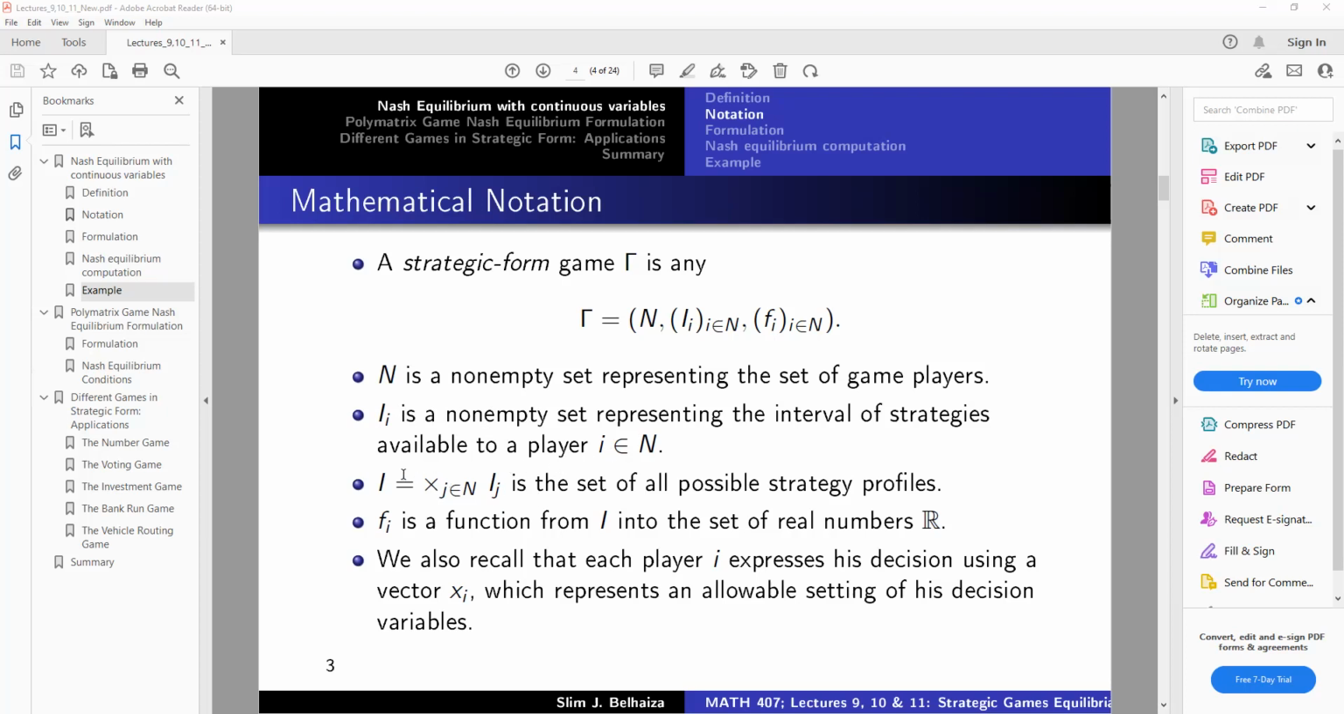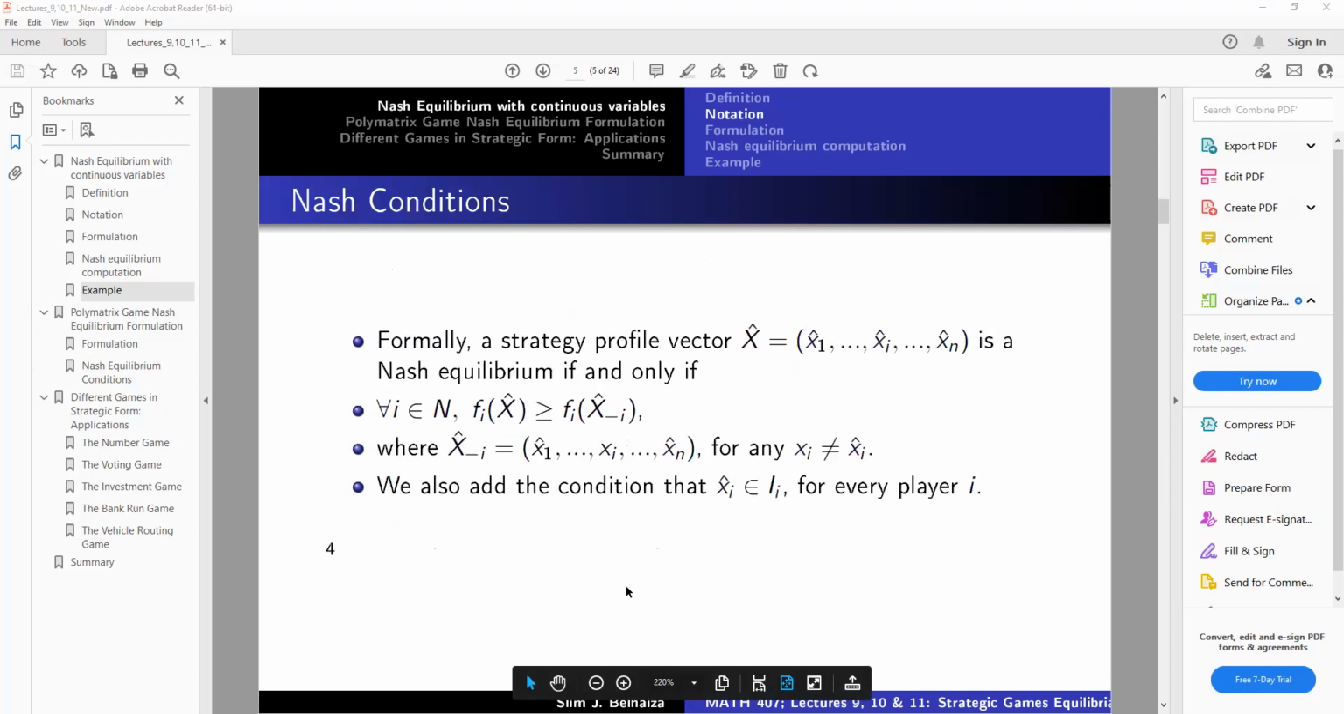And this I, big I, in fact, gathers all the set of possible strategy profiles we could all play as game players. So in fact, this defines the set of solutions to our game. So f_i is a function from capital I into the set of real numbers R, which means it returns what? It returns a payoff for our player. So we also recall that each player expresses his decision using a decision vector x_i, which represents, in fact, an allowable setting of his decision variables.